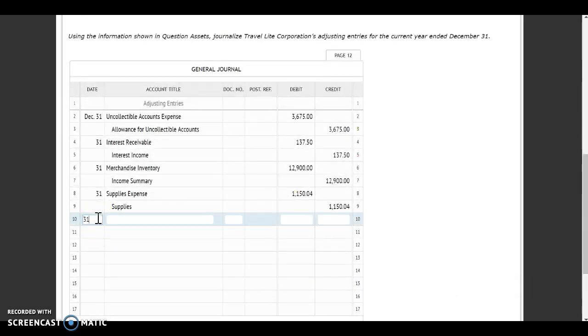So I start with my date, the 31st. I'm going to debit my expense account, so insurance expense. I'm going to debit for $3,000. I'm going to credit then prepaid insurance for $3,000.